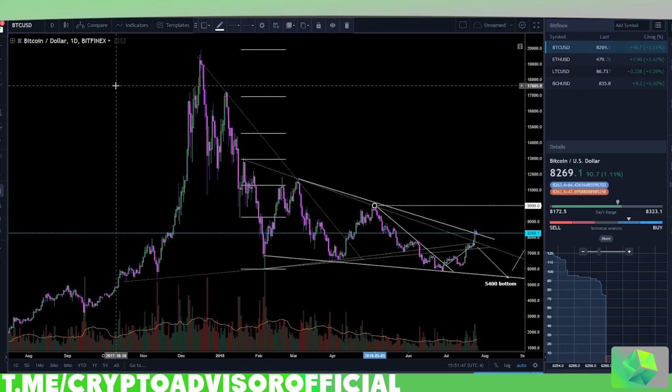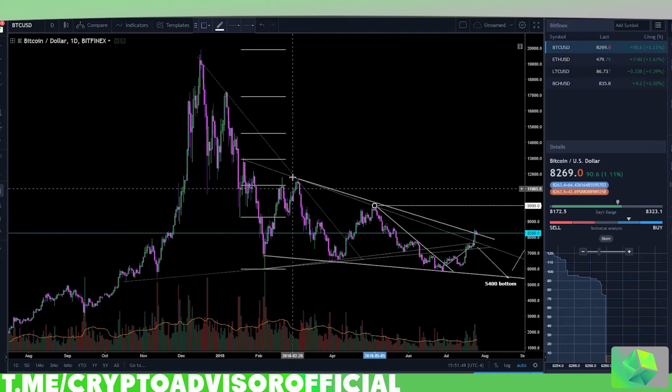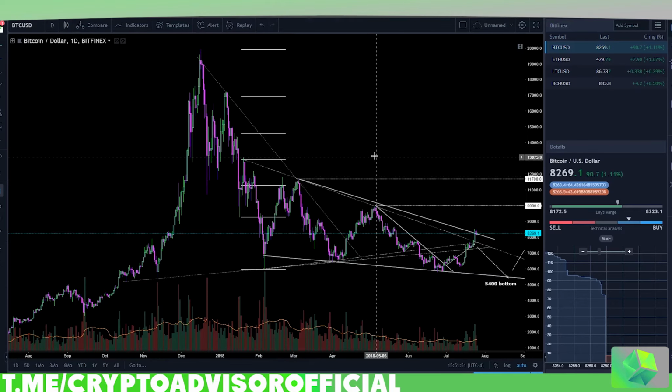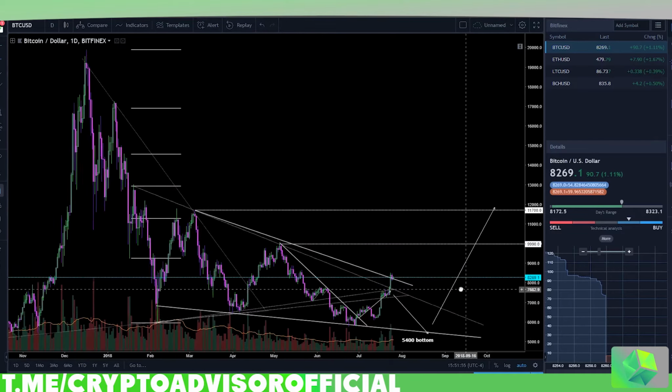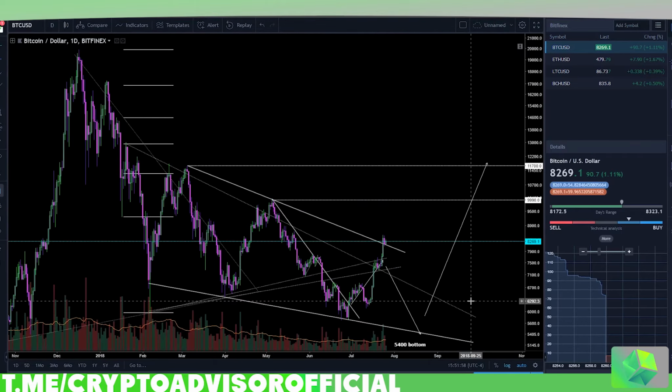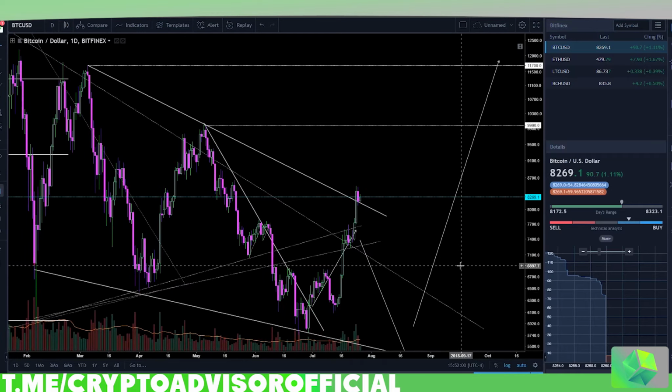So obviously we did see this breakout above the previous downtrend, which is amazing. This is something I've been waiting for quite a bit now. And we actually did end up closing on the 1 day. So that's very good. And we also broke it on the log chart. So it's pretty much confirmed that we broke this downtrend.